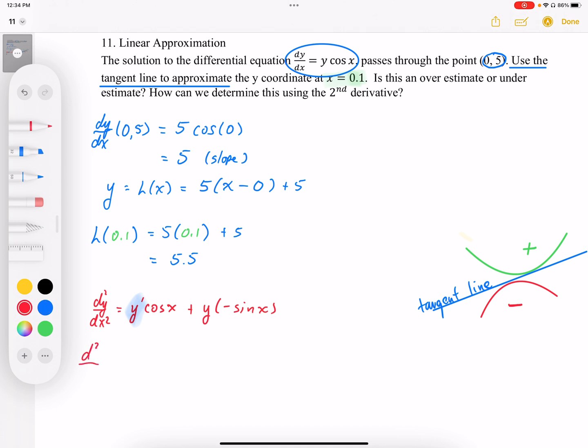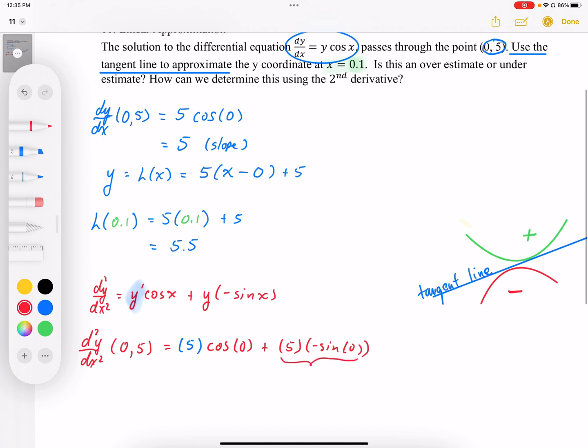So d squared y over dx squared is equal to y prime, which we calculated up here as 5. That's our slope at (0, 5). We're going to evaluate this at x is 0, y is 5. And that y prime value, we've already worked out to be 5. Then we have times cosine of x, which is 0, plus y is 5, times the negative sine of 0. Well, sine 0 is 0, so that whole second term is going to end up being equal to 0.